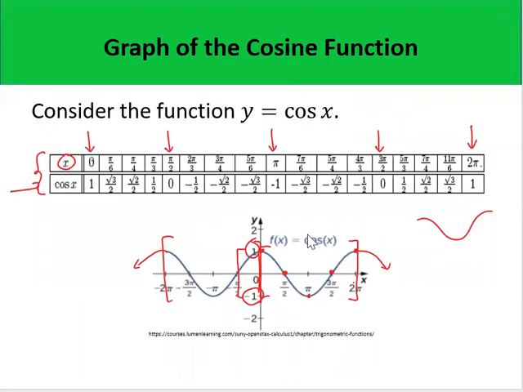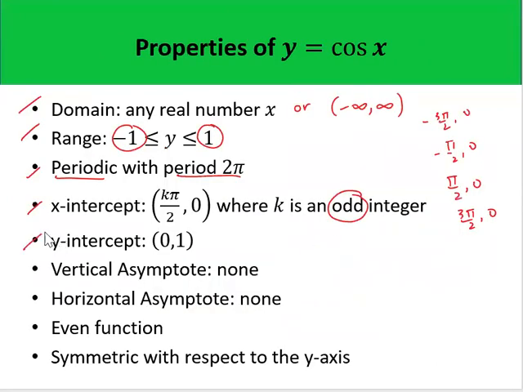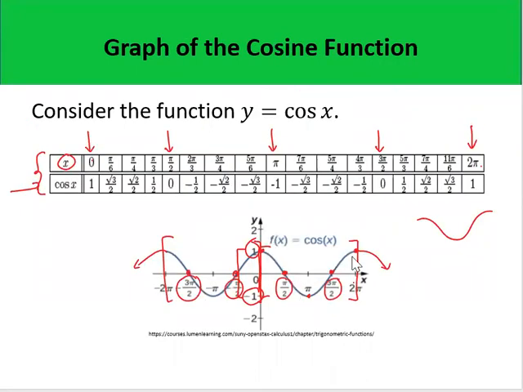So going back to the graph, this is an x-intercept. It happens at pi over 2. It happens at 3 pi over 2. It happens at negative pi over 2. And it happens at negative 3 pi over 2, and so on and so forth. And then the y-intercept is the point 0, comma 1. As you can see, the graph of the cosine function crosses the y-axis at 0, comma 1.